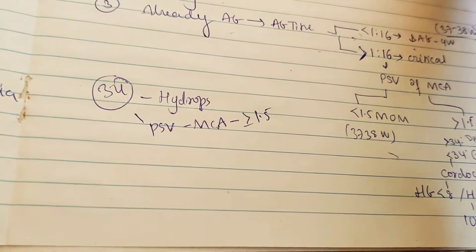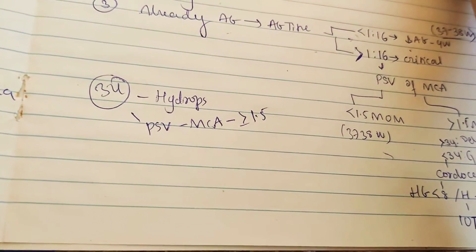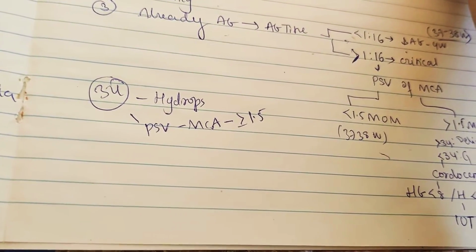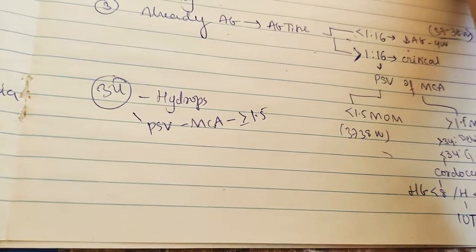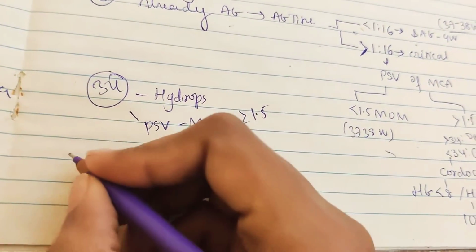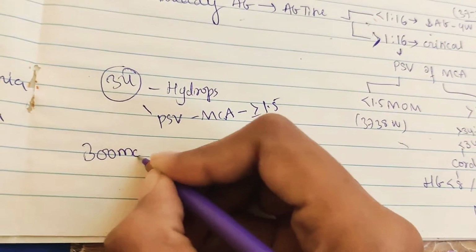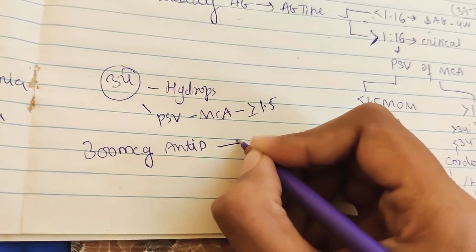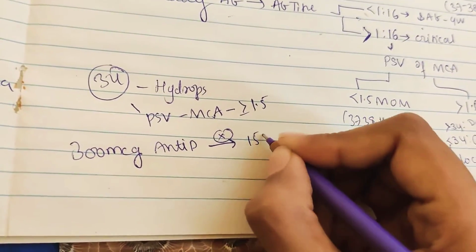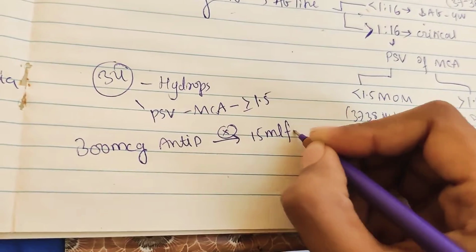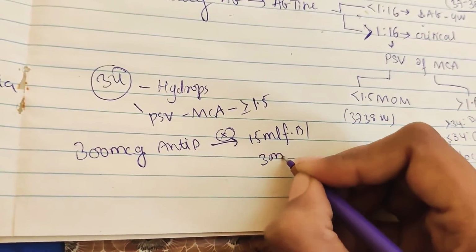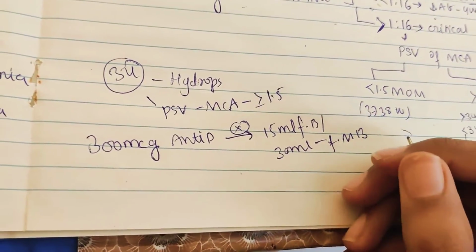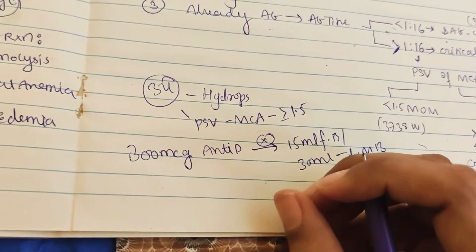Some important points: 300 micrograms of anti-D can neutralize 15 ml of fetal blood, or you can say 30 ml of feto-maternal blood. This point is important. Now coming to the test to calculate the dose of anti-D.